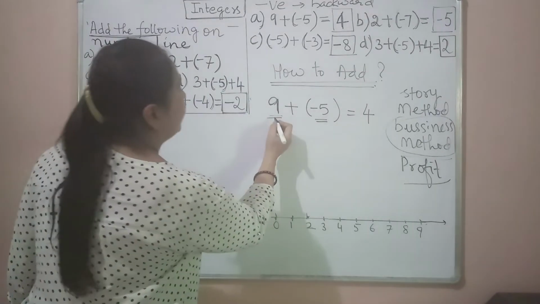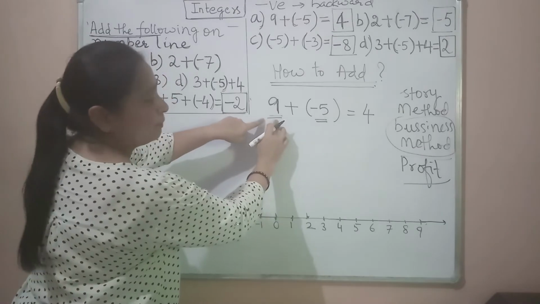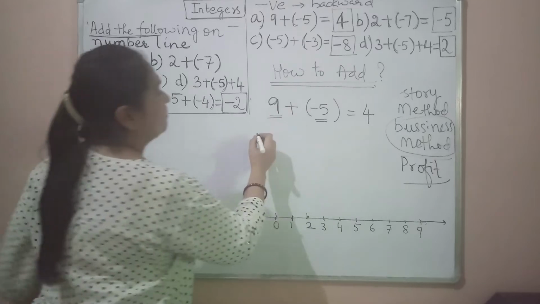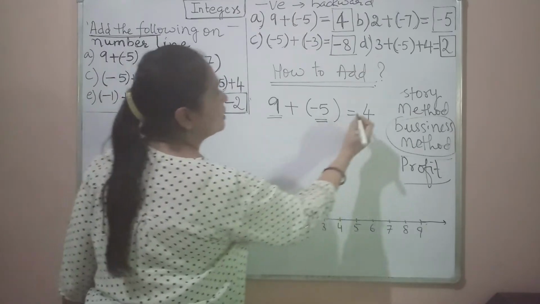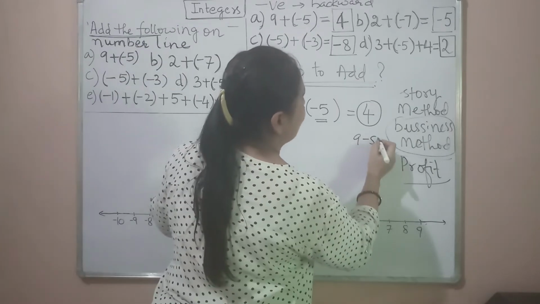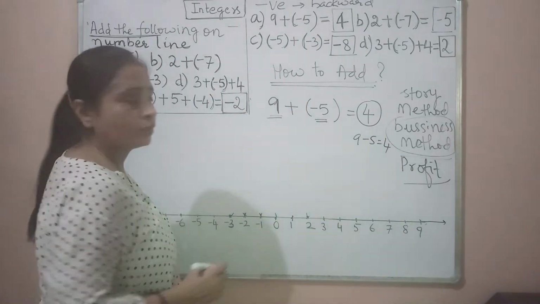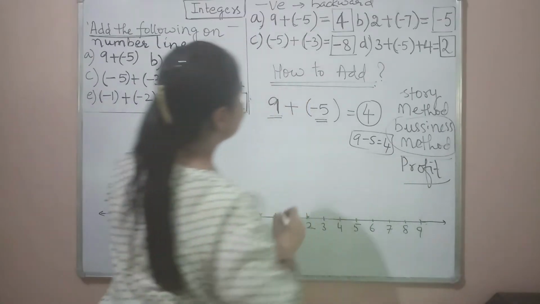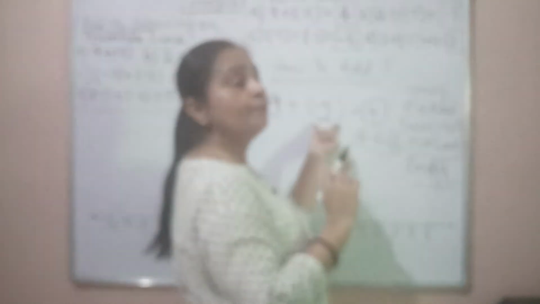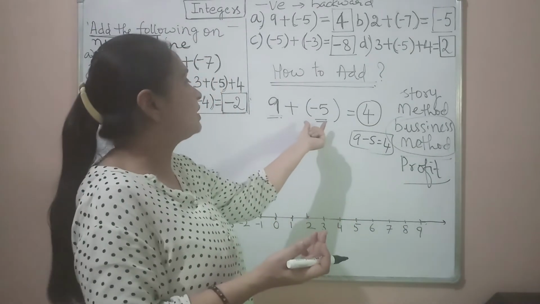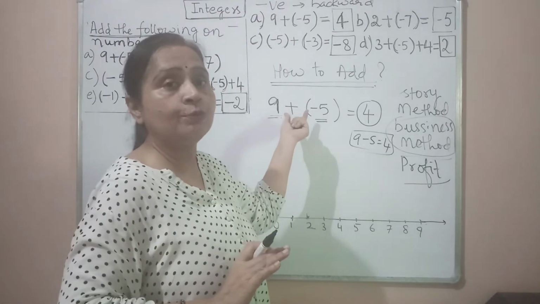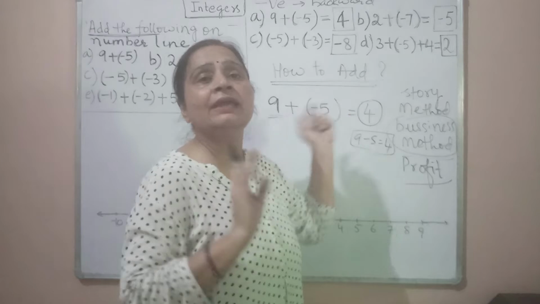That means if you are earning 9 rupees on one day and losing 5 rupees on the other day, you still have a profit. And what is the overall profit? The profit will be 9 minus 5, which is 4. First day he earned 9 rupees, the second day he had a loss of 5 rupees. So overall he still has a profit, but not of 9 rupees. It only became 4 rupees.